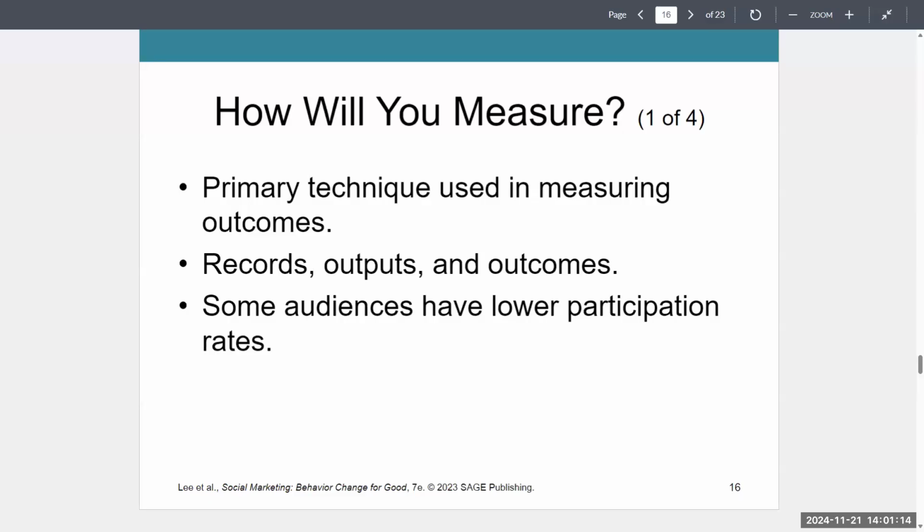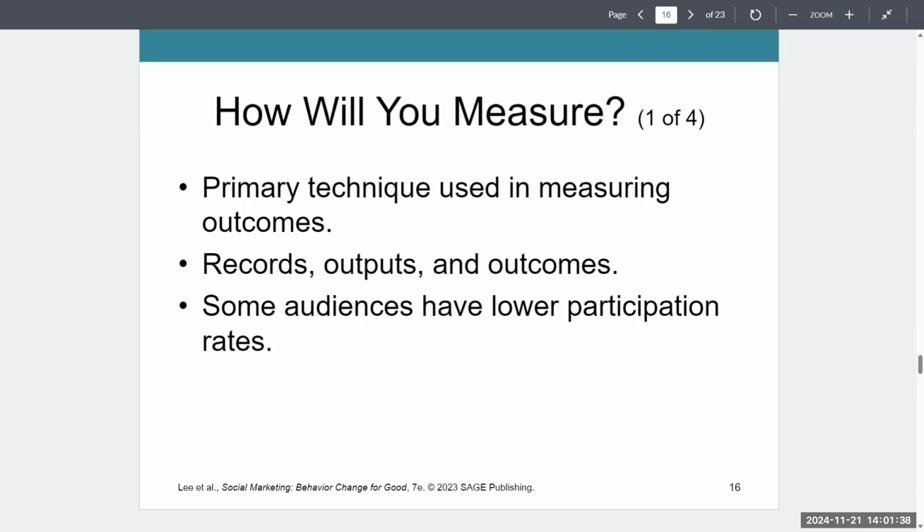All right, my gorgeous people. So today we're going to continue on with our chapter 14, which is on evaluation and monitoring. Few slides to go, so we're good. All right, so how will you measure it? That's what we're looking at.